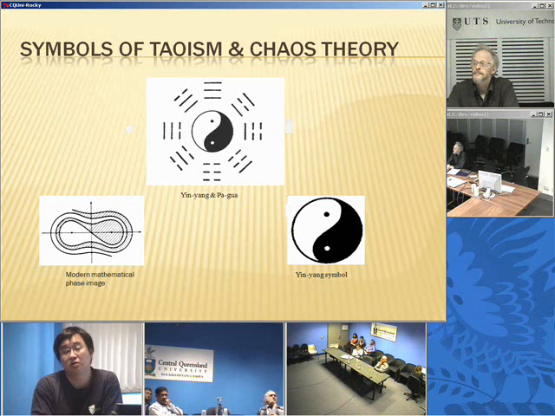This is also very congenial to chaos theory. Some of the rules of chaos theory are hard to explain in ordinary words because they are out of ordinary sense. Therefore, scientists of chaos theory also use a lot of charts and diagrams to visualize and help understand the behavior. And so the similarity is obvious here. As you can see, on the right is the yin yang symbol of Taoism, and on your left is the mathematical phase image. The similarity is very obvious.